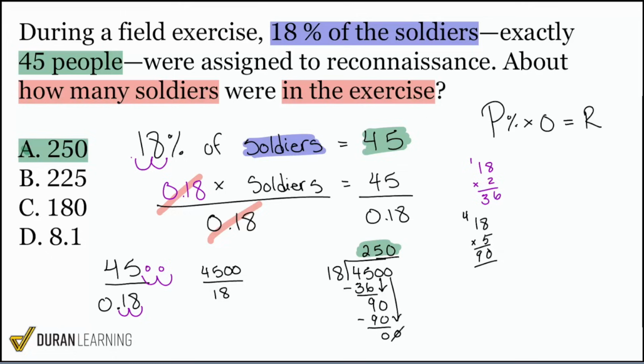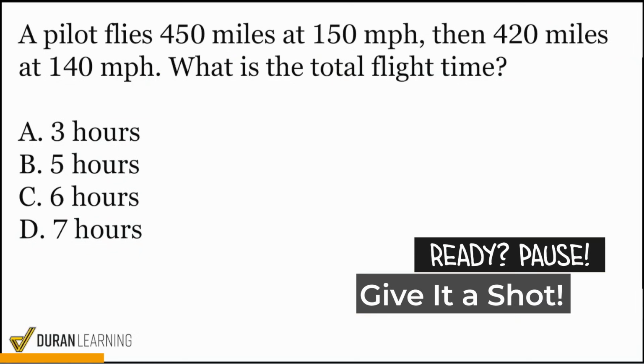The 45 people, that represents 18%, those were the ones assigned to reconnaissance. But in total, there were 250 soldiers present at the exercise. And there we are, everybody. Take that in. Really go over your reasoning and the reasons for why you believe you were right or wrong. All right, next question up.